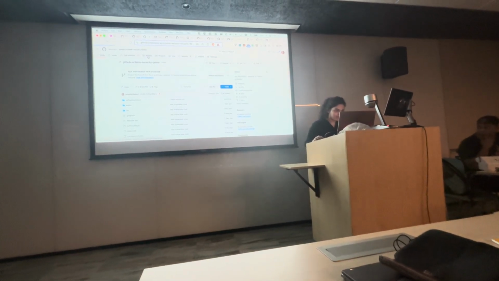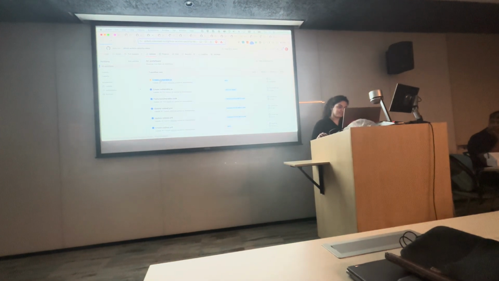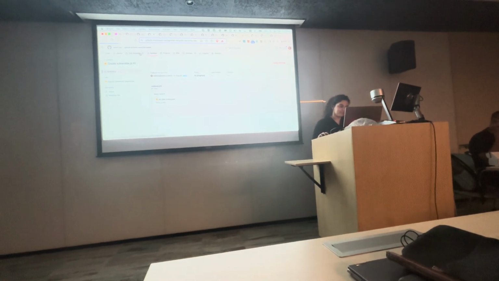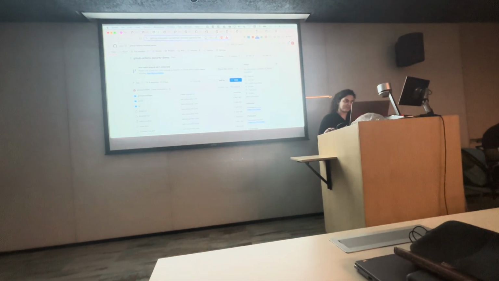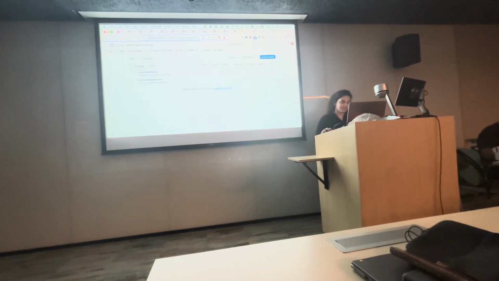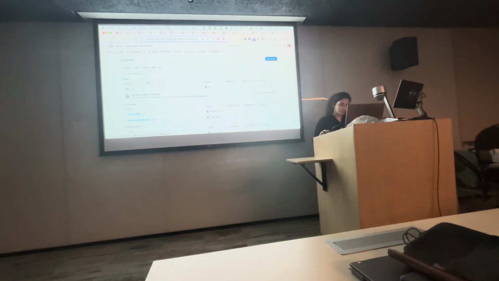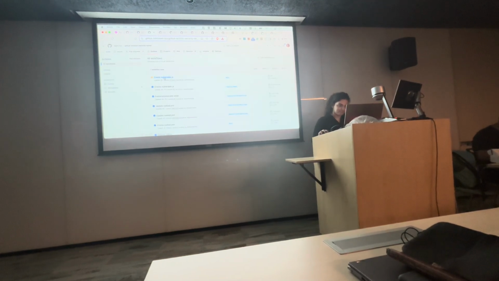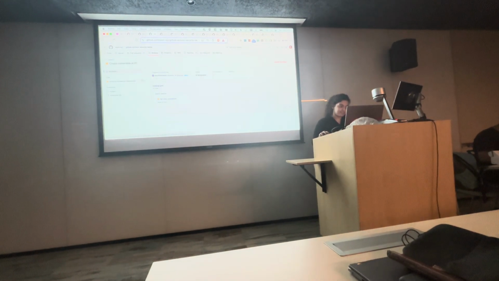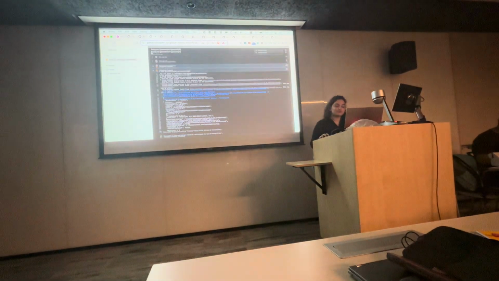So what are you running? Dependabot? No, this is code scan. So it runs via the GitHub Actions. Scanning. So that is nice. Okay. So it is running the scanning.